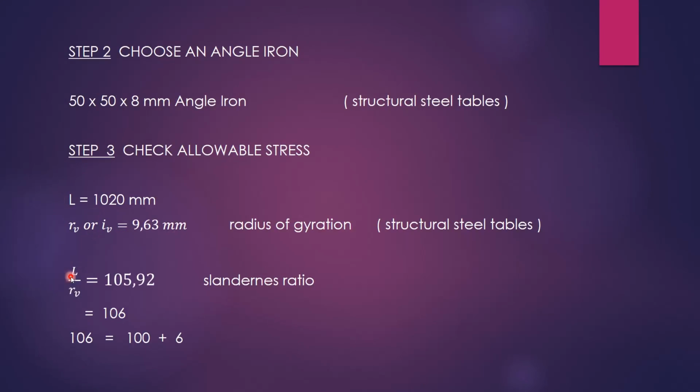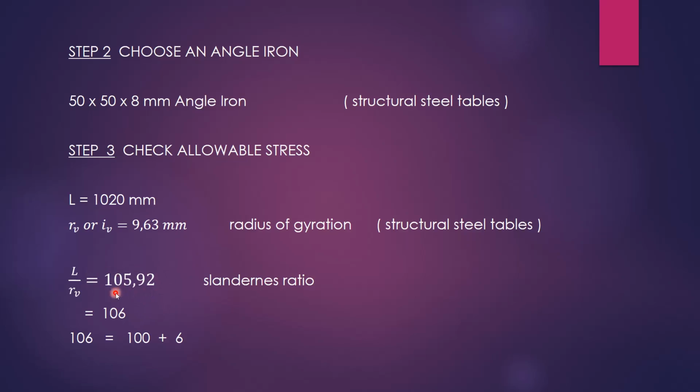And then the ratio between the two, L over r_v, is going to be 1020 divided by 9,63. This is a unitless value. We call it a slenderness ratio, right? So we're getting 105,92. Your answer must not be left in decimal.